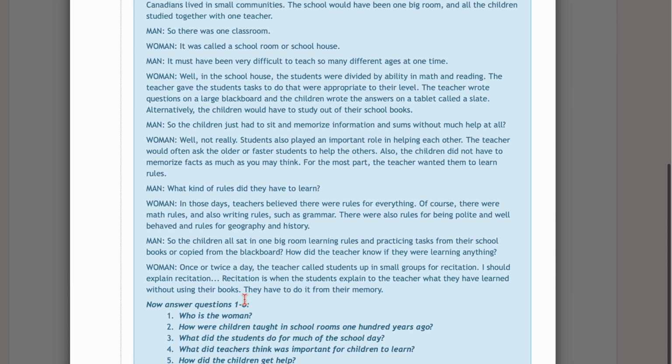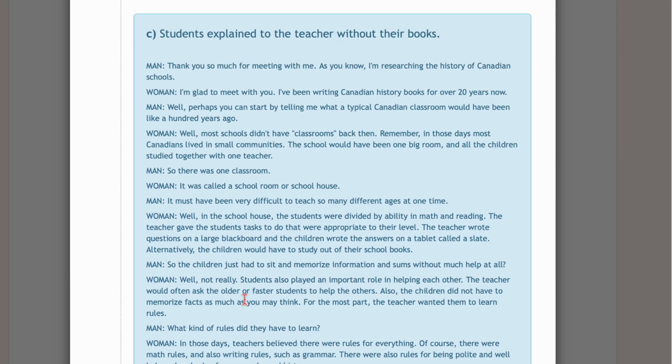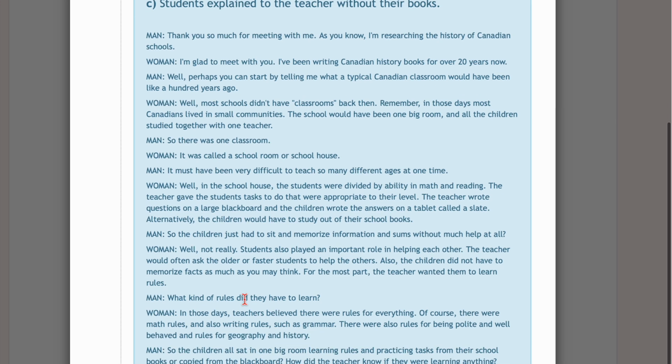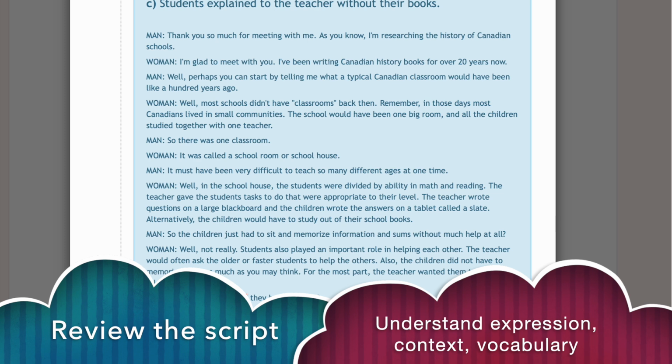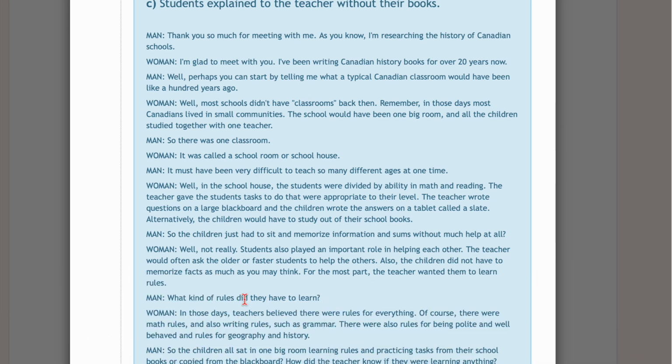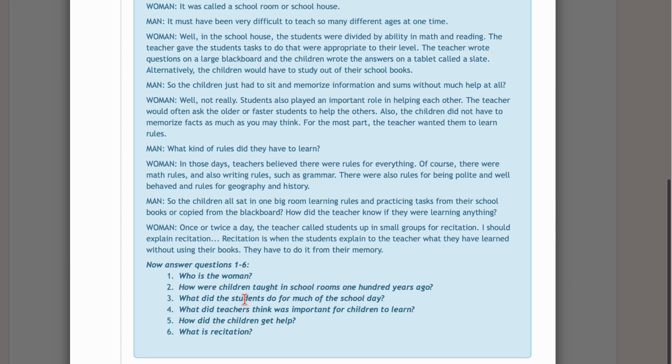Also, let's review the script, okay? Reading and understanding the script will help us get familiar with this dialogue. This is very important, okay? And also will help us out with vocabulary. But more important is getting familiar with the dialogue, questions, answers, and flow. This is very important, everyone, and it will help you a lot.